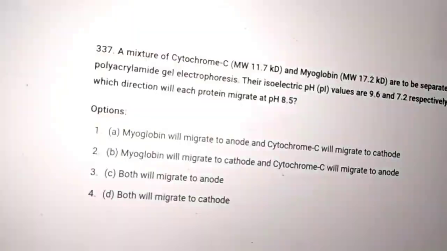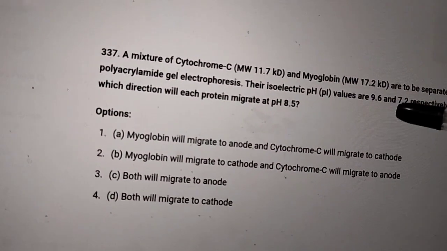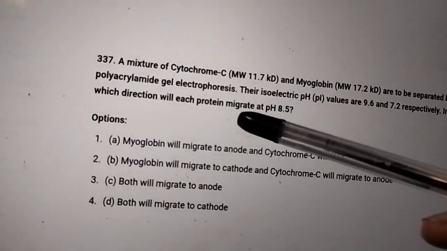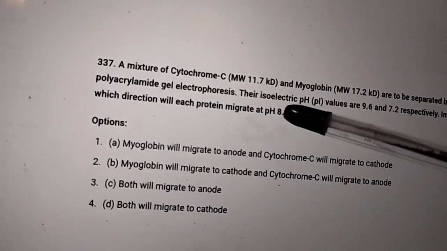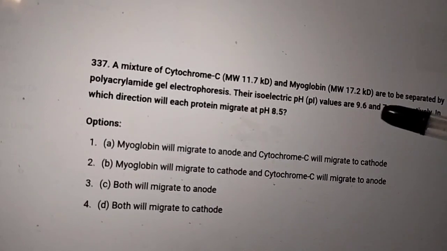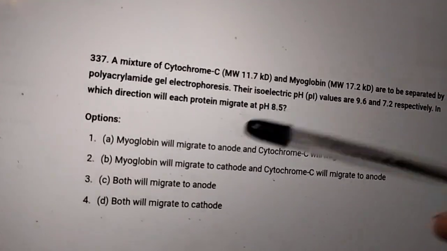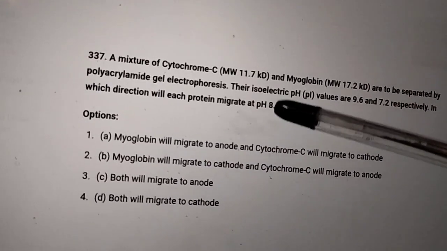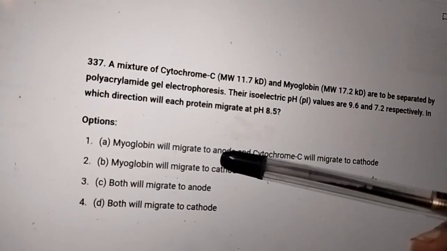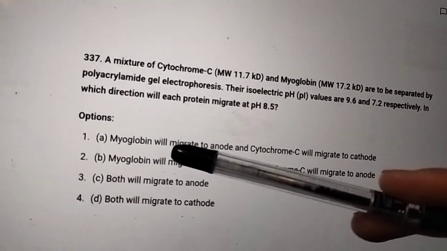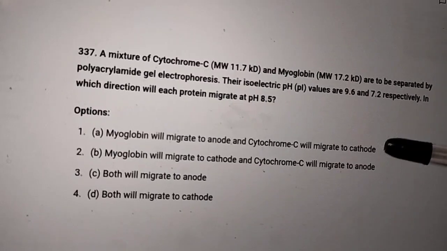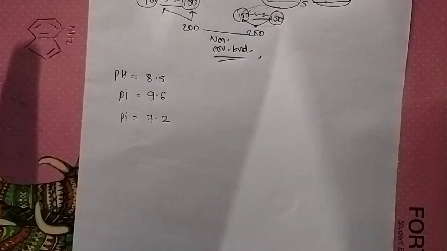Let us check the myoglobin also. The pI of myoglobin is 7.2 and the pH at which the protein is migrating is 8.5, which is greater than 7.2. So we know that when pH is greater than pI, the charge of the molecule becomes negative. So this myoglobin becomes negative, so it will move towards the anode. Anode is the positive one. So option A, myoglobin will migrate toward anode and cytochrome C will migrate towards cathode. Option A is your right answer.